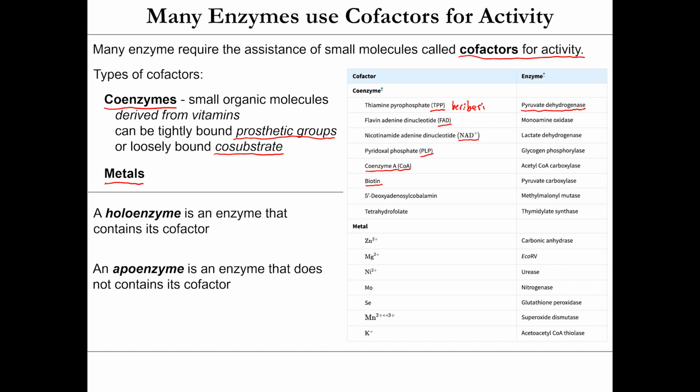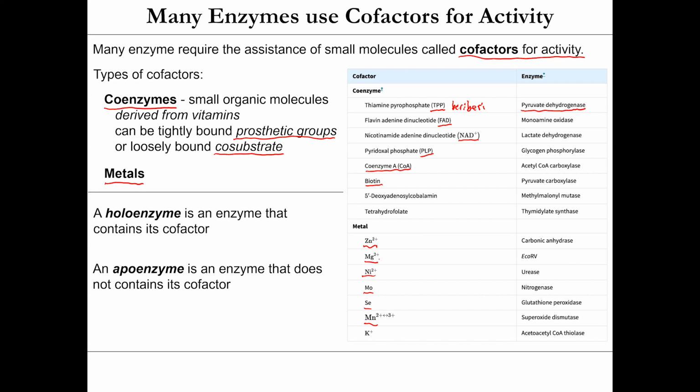So the other ones are metals. There's lots of different metals that we need. These would be considered nutrients rather than vitamins. But if you take a multivitamin, it's going to contain some of these small metals, because you need them in small amounts for certain enzymes to work. These include zinc, which is used by carbonic anhydrase, which we talked about earlier, manganese, nickel, molybdenum, selenium, no, this is manganese.